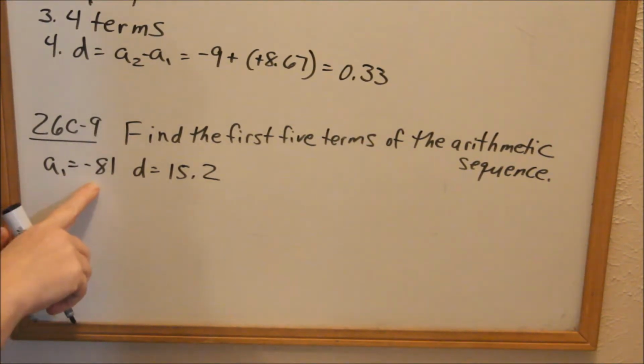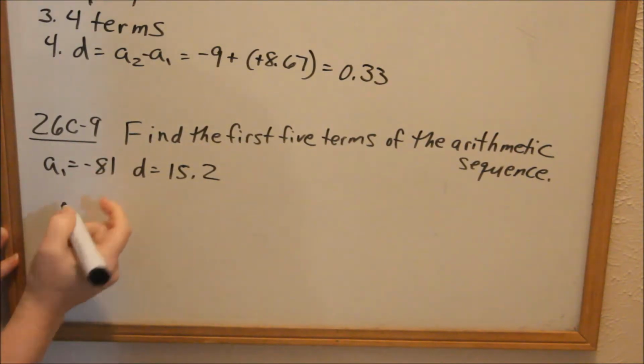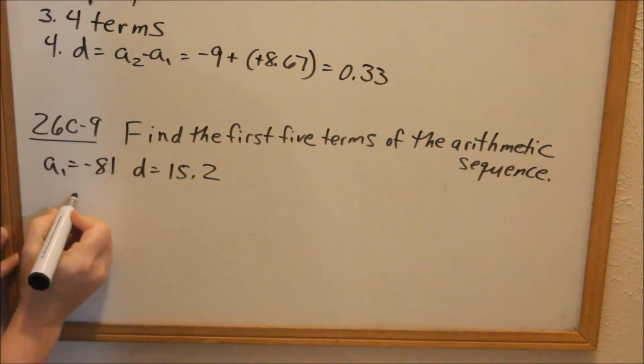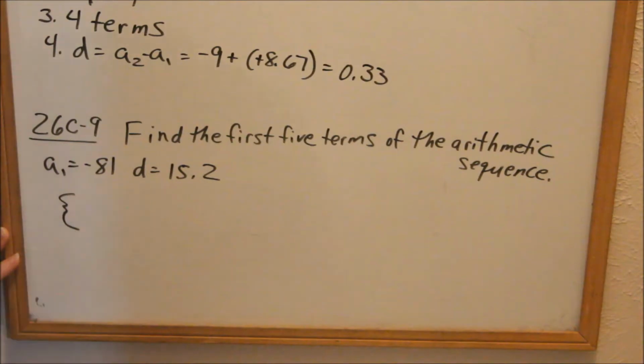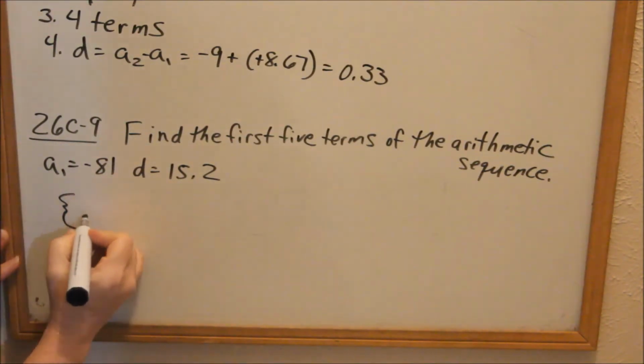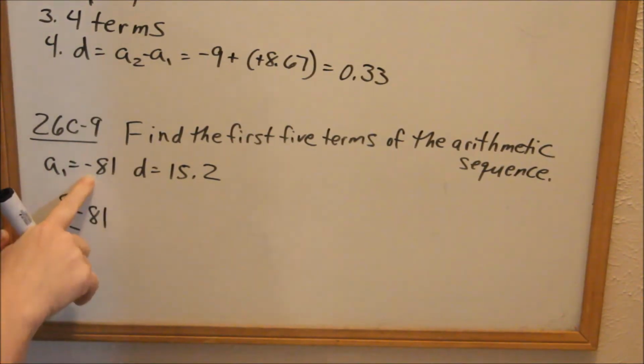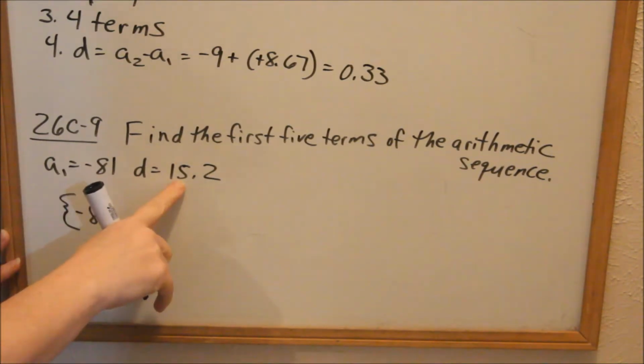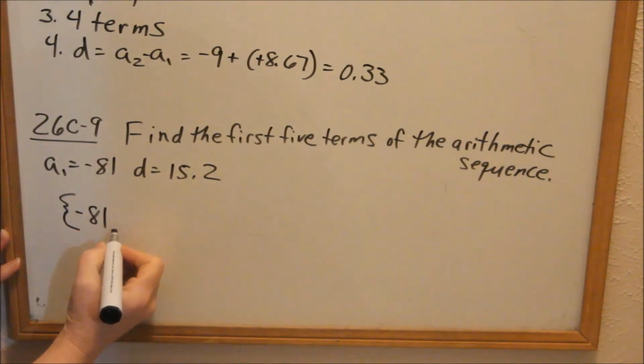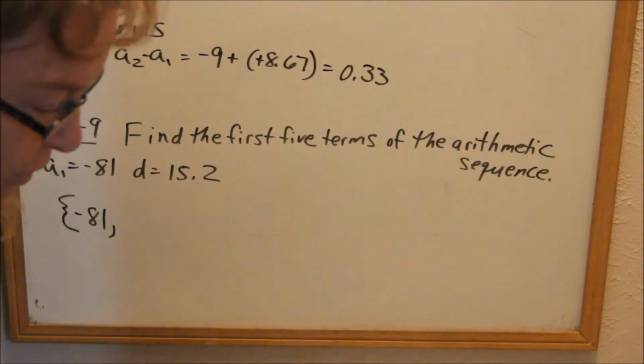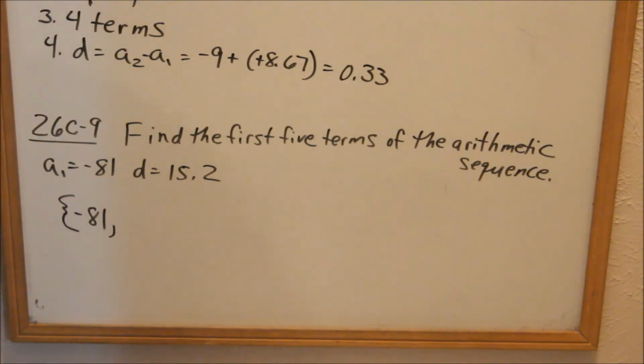This tells us that our first term is going to be -81. So we're wanting to do the first 5 terms. So use a set notation to describe your sequence. Our first term is negative 81. That tells us that right there. The common difference is 15.2, meaning we are adding 15.2 every time to get the next number. So we take our negative 81 and add 15.2 to get the next number.